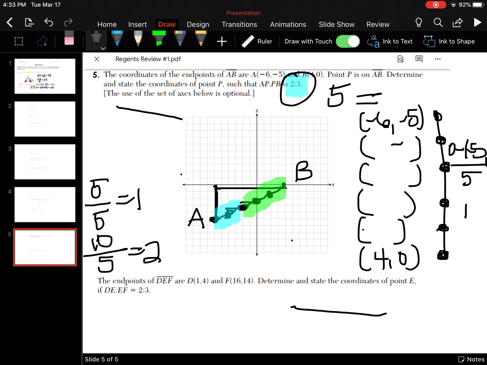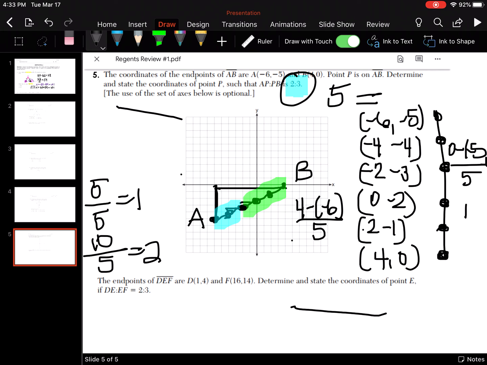So that would give me negative 4 if I add 1. That would give me negative 3 when I add 1. And negative 2 when I add 1. Negative 1 when I add 1. And 0. Over here we'll do 4 minus a negative 6. Divide that by 5. So I get 2. Negative 6 plus 2 is negative 4. Plus 2 is negative 2. Plus 2 is 0. Plus 2 is 2. And then plus 2 more is 4.